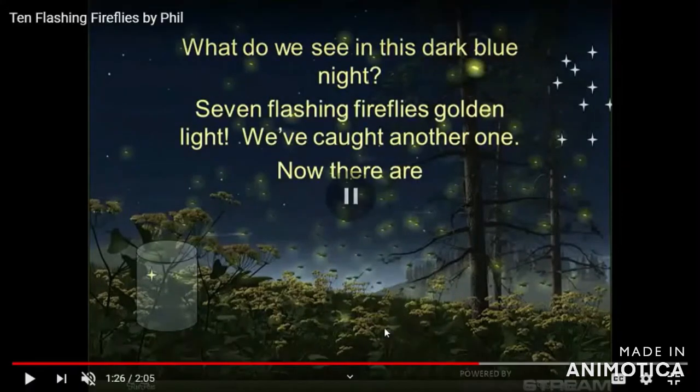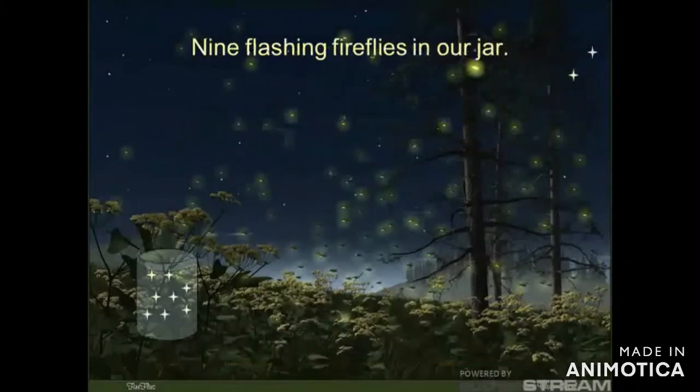What do we see in this dark blue night? 7 flashing fireflies, golden light. We've caught another one. Now there are 9 flashing fireflies in our jar.